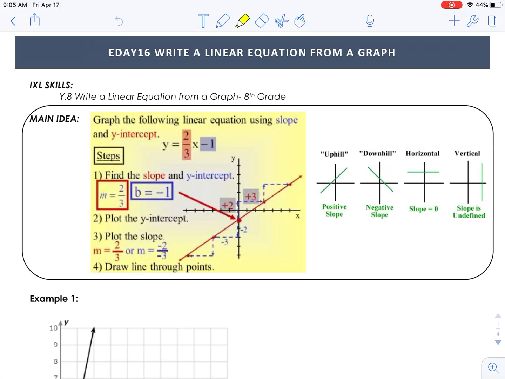We are still going to be working with Slope Intercept Form. Today we are going to be writing an equation, and this is Y8 in 8th grade.